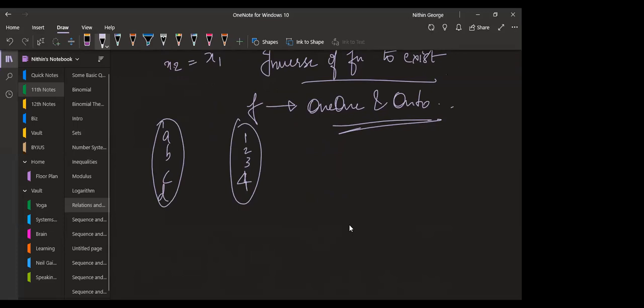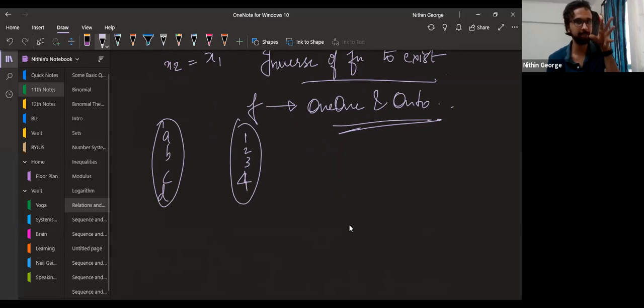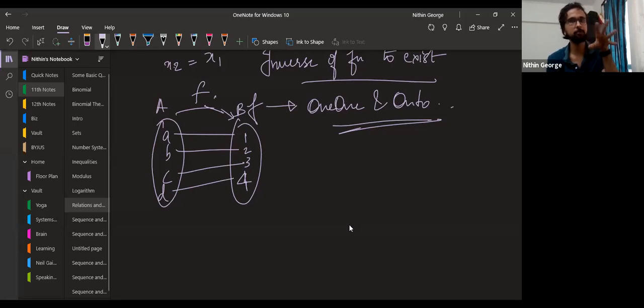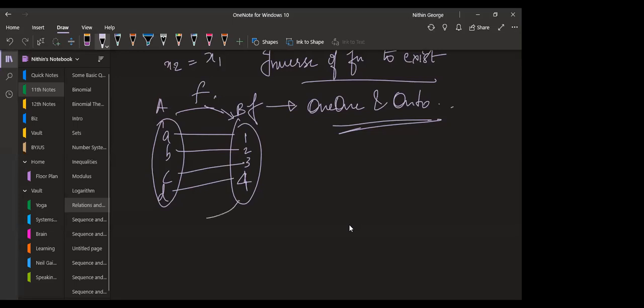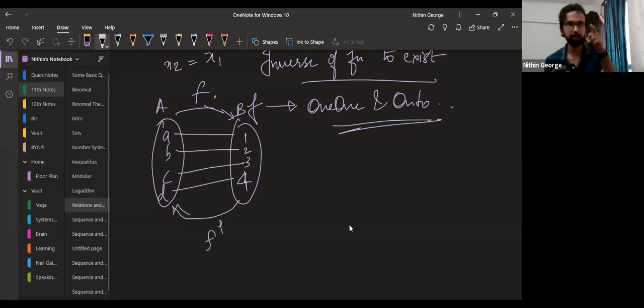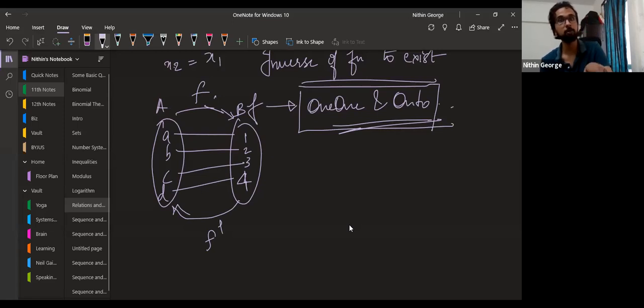So we have A, B, C, D in our first set. We have 1, 2, 3, 4 in our second set. I'm defining a function F from A to B, such that it is 1-1. Now, I'm saying that for the inverse of a function to exist, which means from B to A, I define F inverse. For the inverse of F to exist, the function necessarily has to be both 1-1 and onto. So before I ask you the question, I want you to iterate this in your head. The function has to be both 1-1 and onto for an inverse to exist. Now, my next question is, why should it be 1-1?